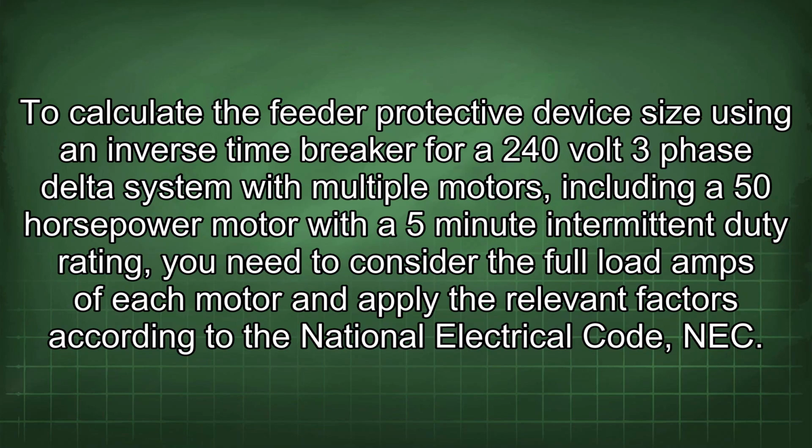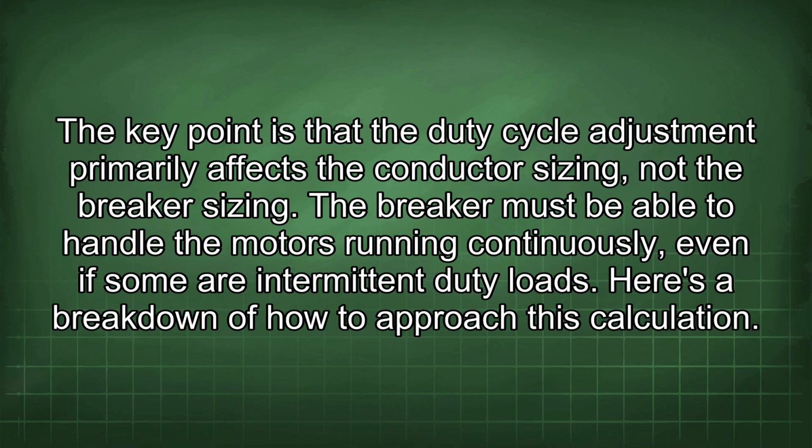To calculate the feeder protective device size using an inverse time breaker for a 240-volt three-phase delta system with multiple motors, including a 50-horsepower motor with a 5-minute intermittent duty rating, you need to consider the full load amps of each motor and apply the relevant factors according to the National Electrical Code, NEC. The key point is that the duty cycle adjustment primarily affects the conductor sizing, not the breaker sizing. The breaker must be able to handle the motors running continuously, even if some are intermittent duty loads.